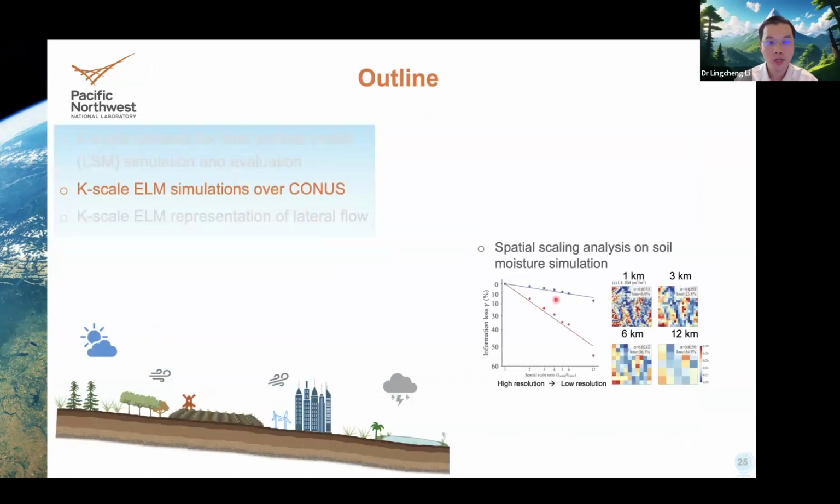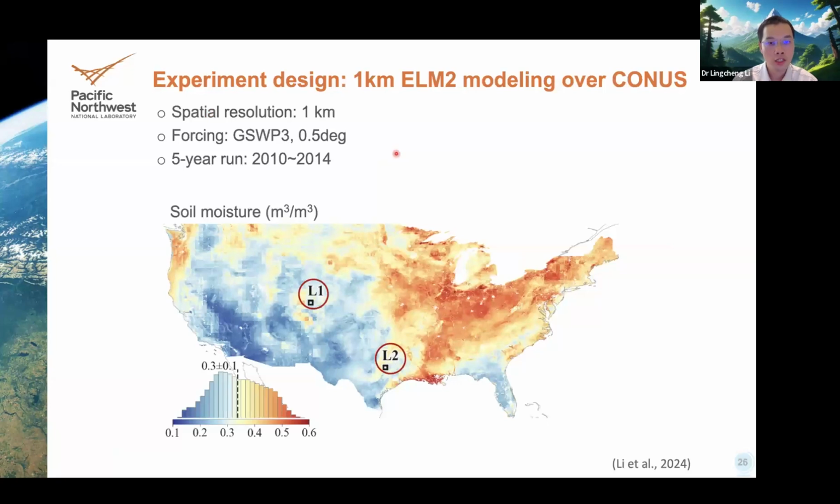Now, let's move to the second part about the simulations we are doing over the entire CONUS, and we will use the ELM model. Firstly, I will start with the spatial scaling analysis of soil moisture simulations. We use the 1-kilometer global new dataset. We set up the model run at 1 kilometer over CONUS using the GSWP3 forcings. This map shows you the simulated soil moisture with very high details. But you may find that there are still some coarse patterns. This is because our forcing data is still 0.5 degrees, which means high resolution forcing data is also very important. These two subregions highlighted here I will use to demonstrate the spatial scaling analysis.